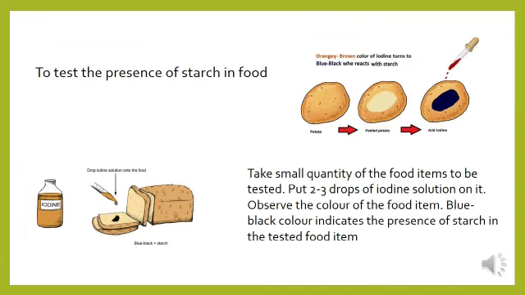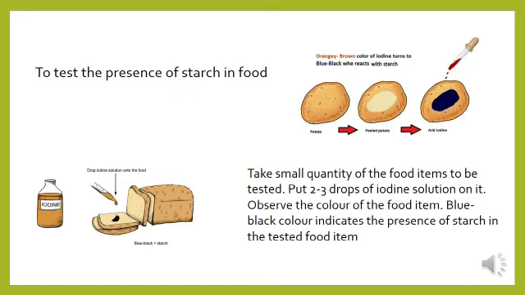Now, as we have discussed, our food items contain starch. If our food item contains starch, can we test it? Yes, we can test the presence of starch in our food item through a simple activity. For that, we need a food item, iodine solution and a dropper. Take a food item, maybe a potato, maybe a bread, carrot, etc.